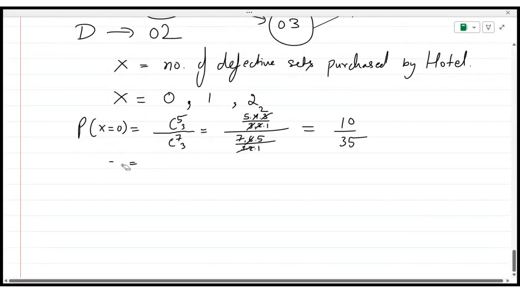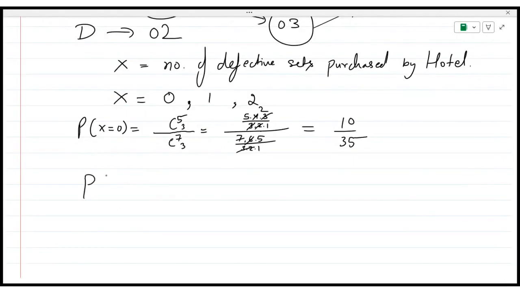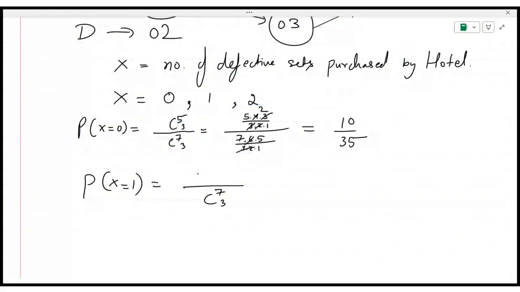Now we will find the probability that out of 3 purchased by the hotel, only 1 is defective. If 1 is defective, 2 will be non-defective. So first of all, how many ways are there of purchasing 3 televisions out of 7? 7C3. Then what do we want? We want 1 defective and 2 non-defective, right? If 1 is defective, obviously, since the hotel purchases 3 televisions, 2 will be non-defective.